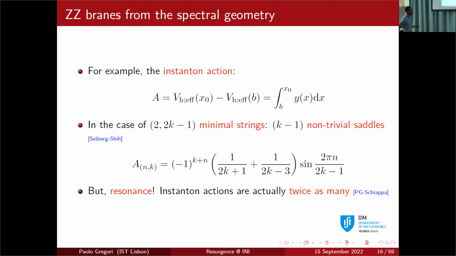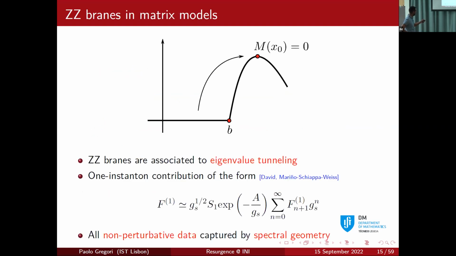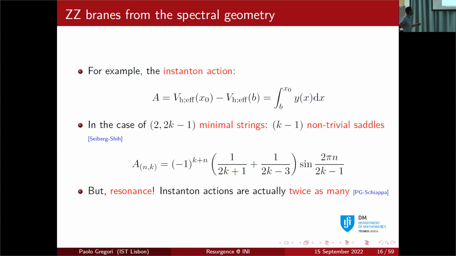But this is not the full story. Sorry, in the previous picture, x0 was the position of the saddle. This is not the full story, and well, essentially, Max gave a whole talk about this. It can be seen also from string equation considerations that there is actually a doubling of instanton actions in this kind of model. And this is where resonance comes into play. And in fact, we showed in a very general way that all these models feature this kind of resonance.